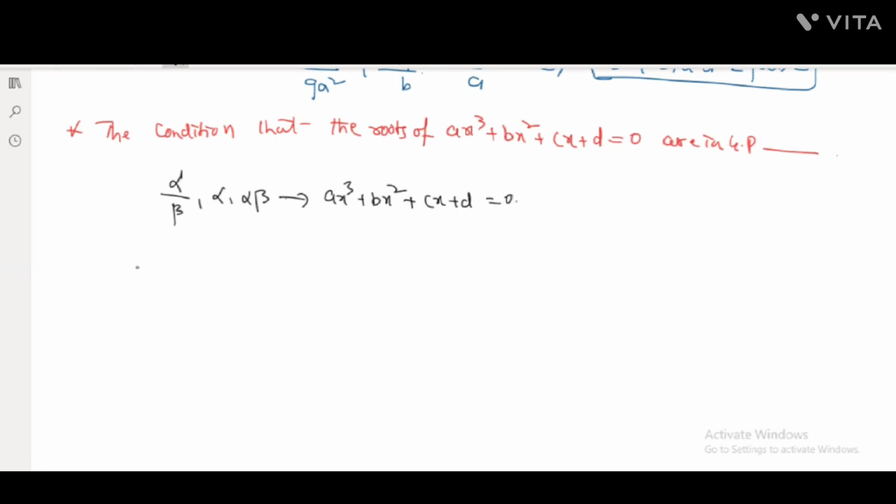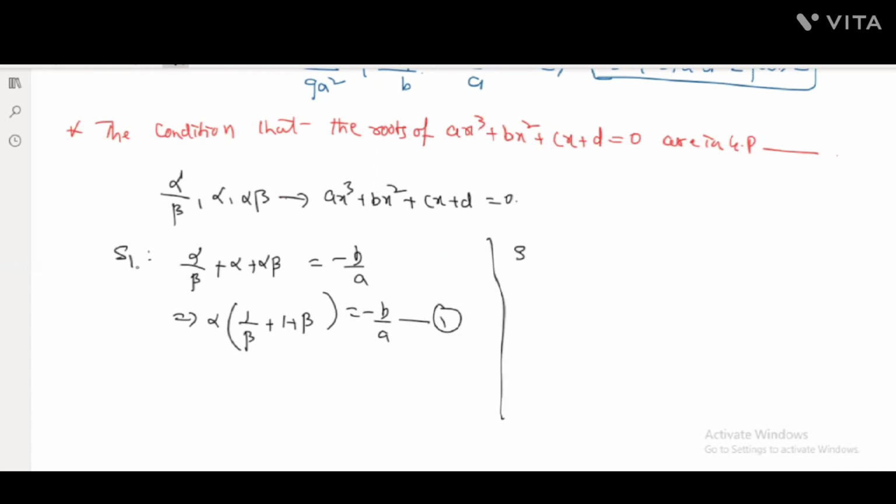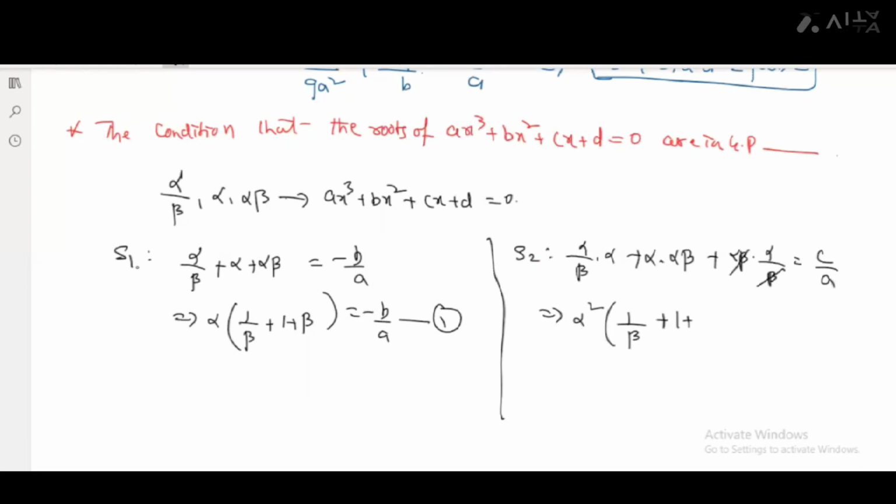Here we take the sum of roots: alpha by beta plus alpha plus alpha beta is equal to minus b by a. Taking alpha common, we get alpha into 1 by beta plus 1 plus beta is equal to minus b by a. Let it be equation 1. Next, equation 2, from S2, the sum of product of two roots at a time: alpha by beta into alpha, plus alpha into alpha beta, plus alpha beta into alpha by beta is equal to c by a. Here beta and beta get cancelled. Taking alpha square common, we get alpha square into 1 by beta plus 1 plus beta is equal to c by a. Let it be equation 2.